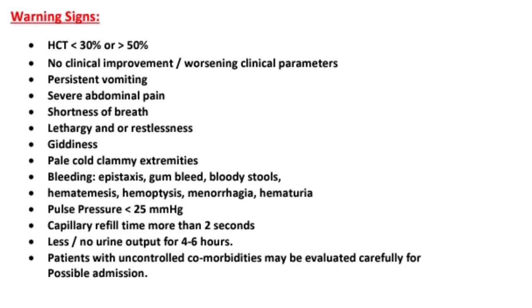Patients with uncontrolled comorbidities may be evaluated for possible admission. So if the patient is immunocompromised or has some other chronic ailment, you should admit despite not having warning signs. So these are the warning signs for dengue, and these need admission.